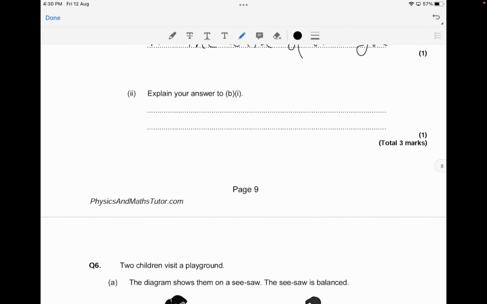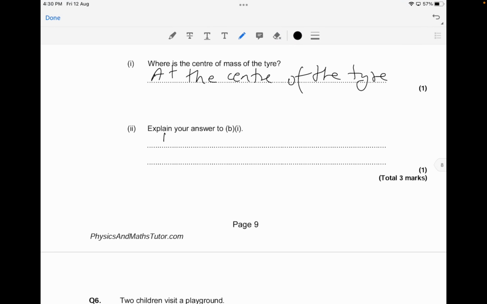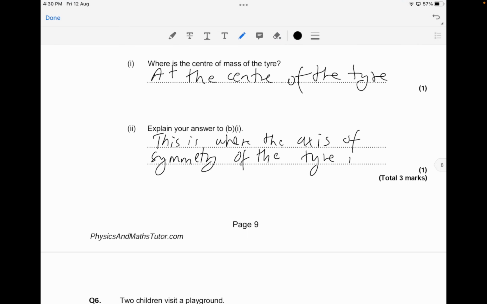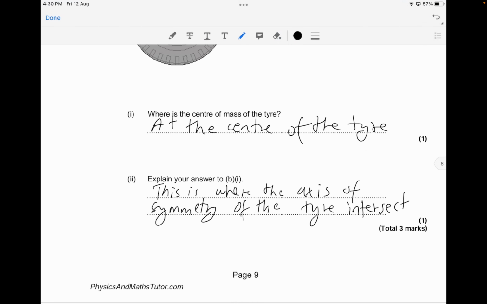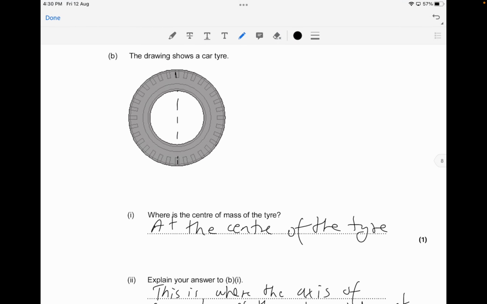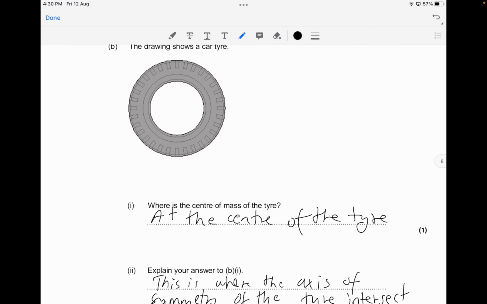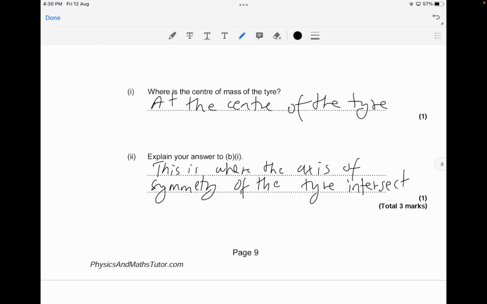Explain your answer to B1. This is where the axes of symmetry of the tire intersect with each other. So what I mean by this is the center of mass is somewhere where the axes of symmetry intersect each other, and you draw an X here, that's your center of mass. So all we're doing is explaining it in words, that this is where the axes of symmetry of the tire intersect or cross each other. All right, let's move on. Next question.